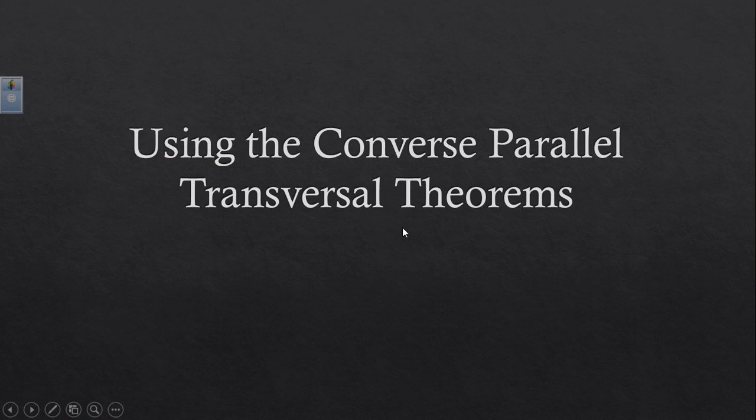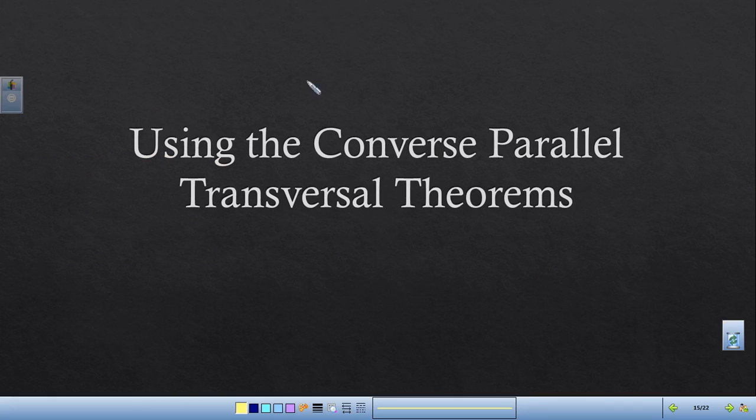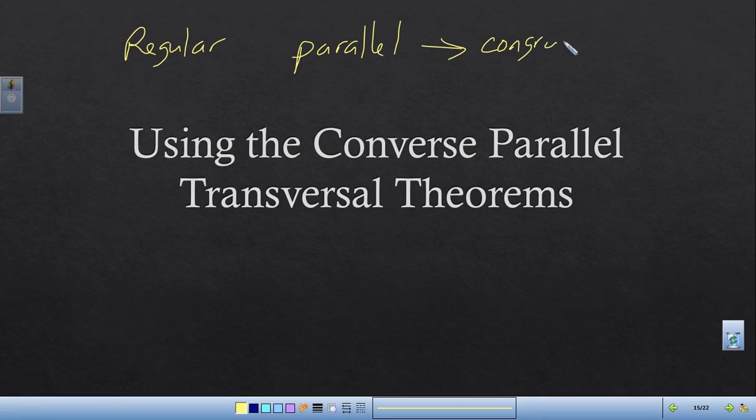Okay, now we're talking about the converse theorems. Remember that the regular version is parallel to congruence, or in the case of consecutive interior angles, supplementary. The converse theorem reverses that direction and goes congruence and supplementary to parallel.